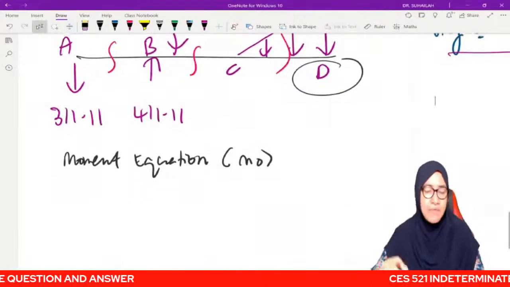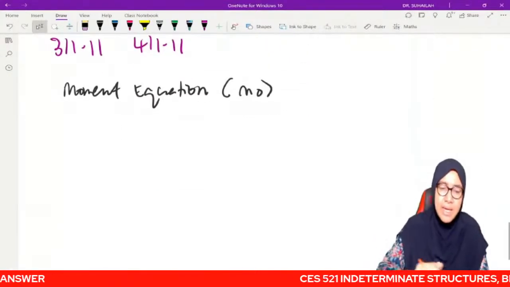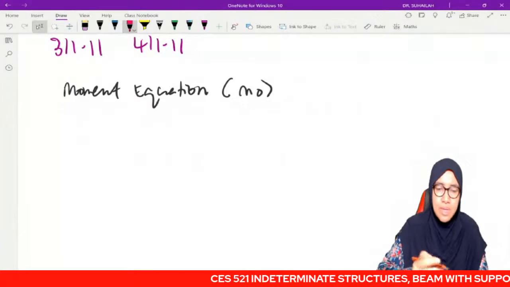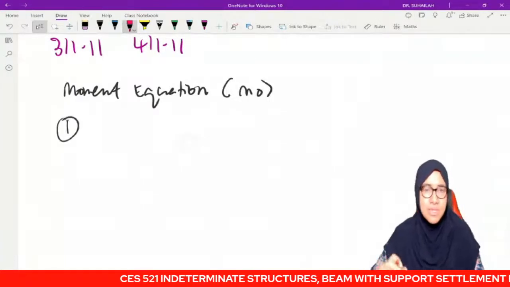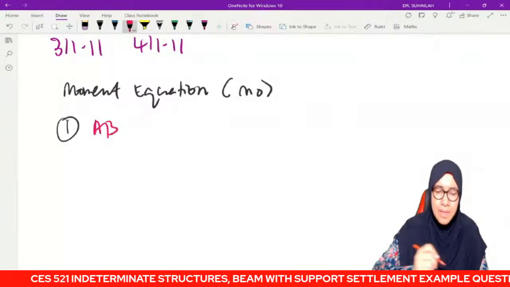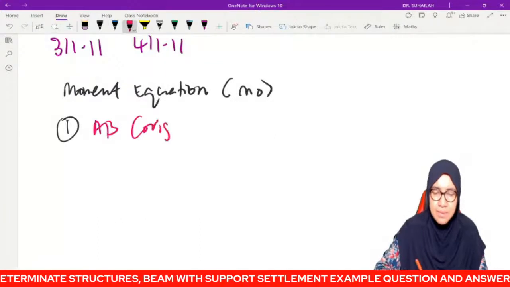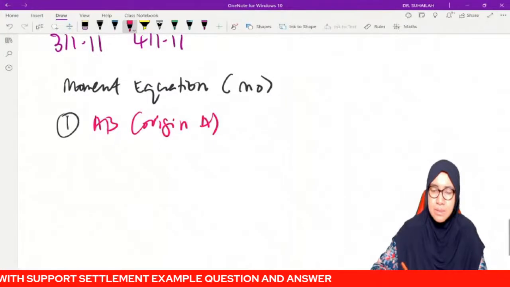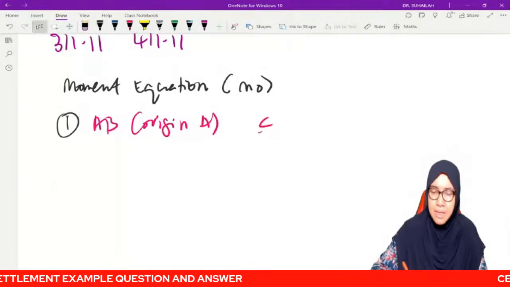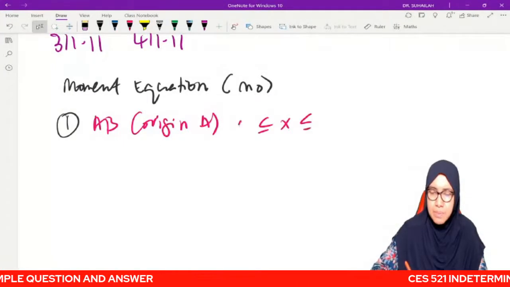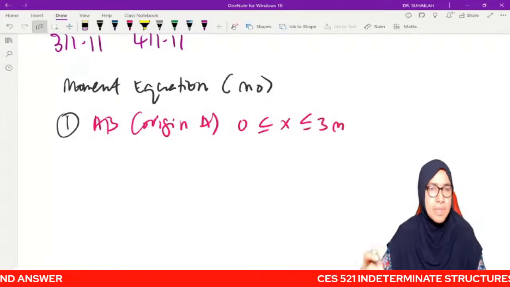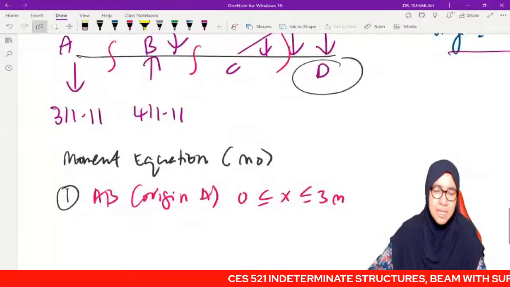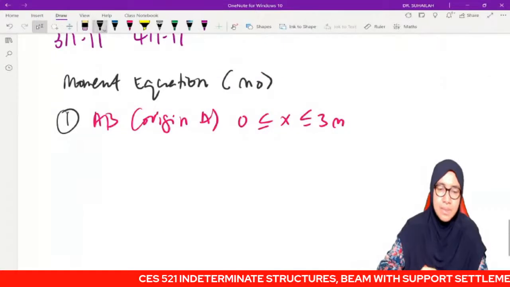Okay, so we have to analyze section number 1. For section number 1, it is AB. Origin is A, limit is 3 meter. So X is between 0 to 3 meter. Okay, the section is this one.